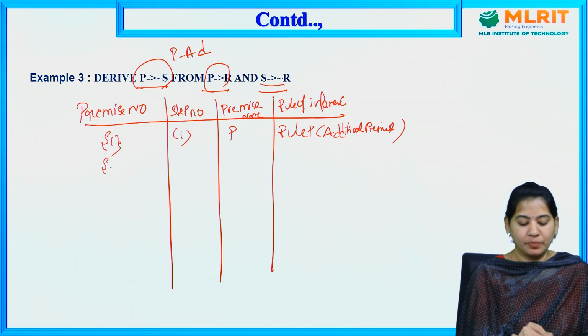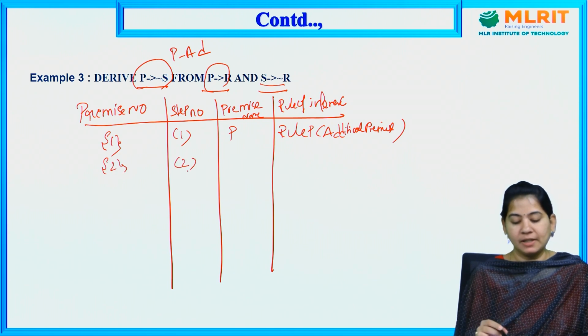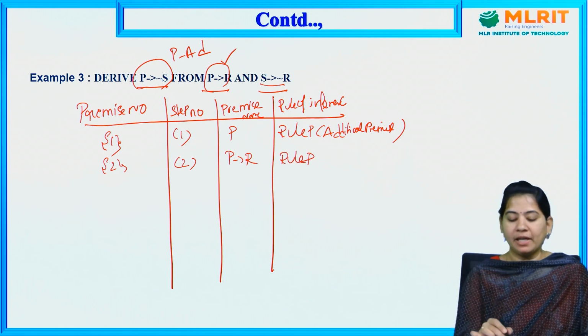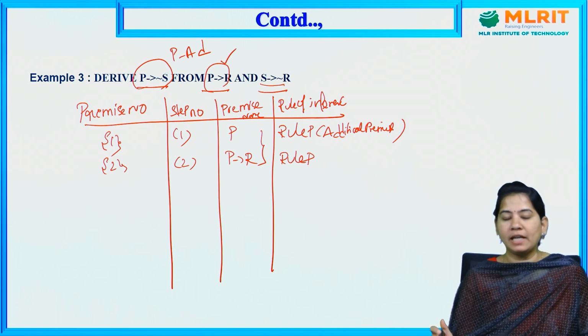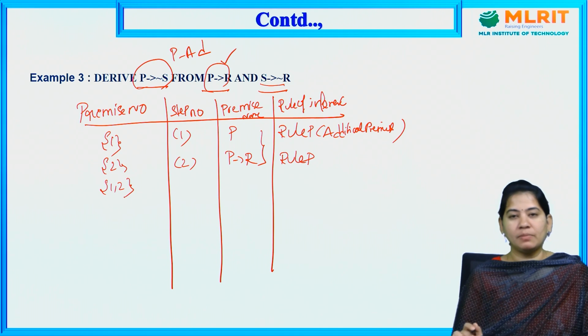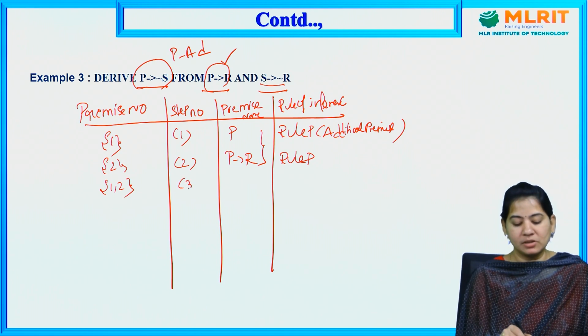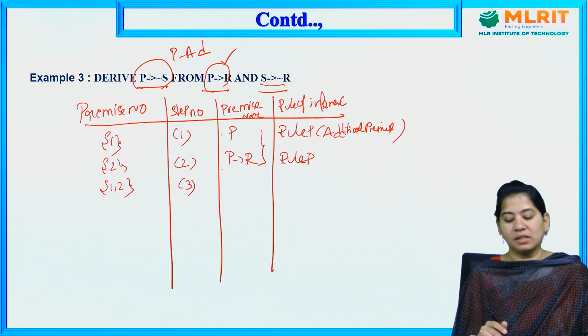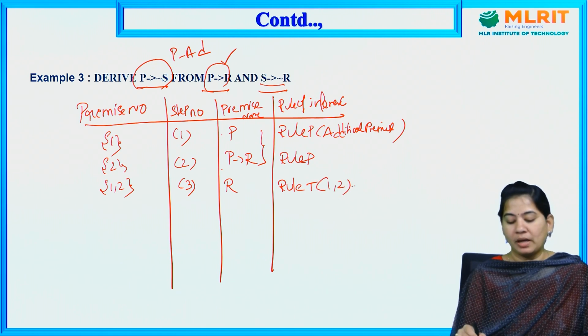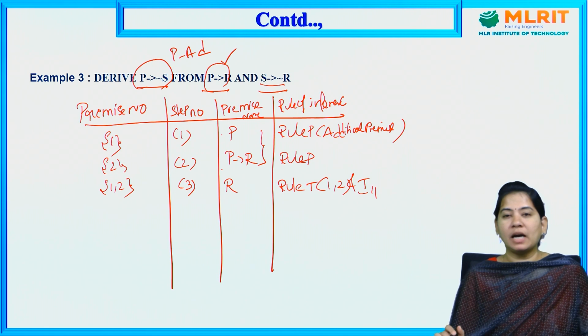Next, include the next given premise here, P implies R, which is called rule P. Now by applying these two, we will get the I11 formula, modus ponens formula. So just include premise numbers 1, 2 and the step number is 3 here. P, P implies R gives R, and here the rule of inference is rule T, the step numbers are 1, 2, and the formula we have used is I11.